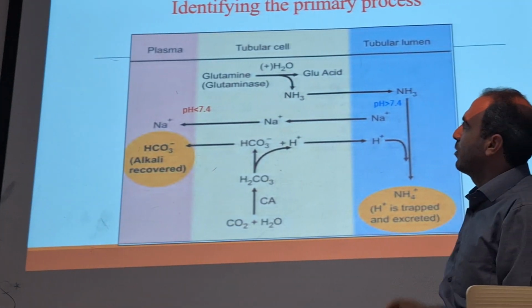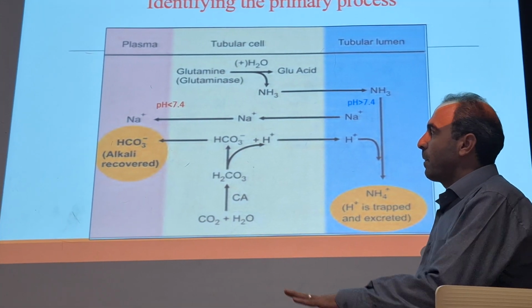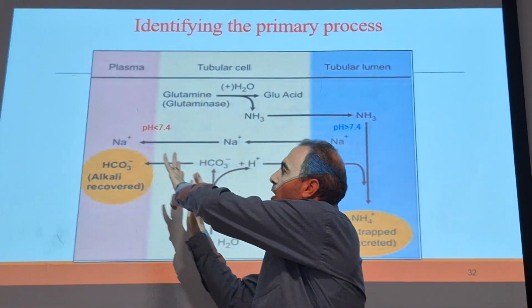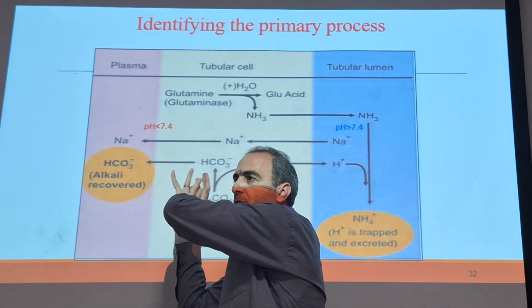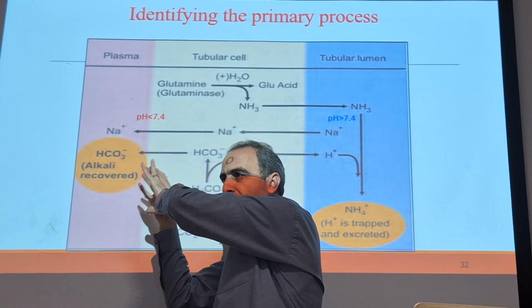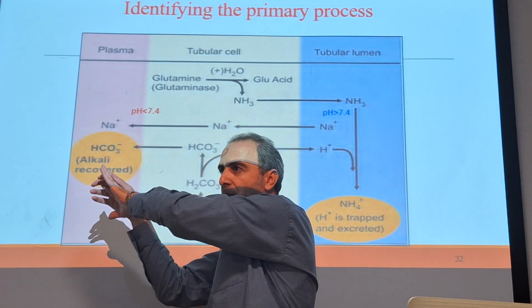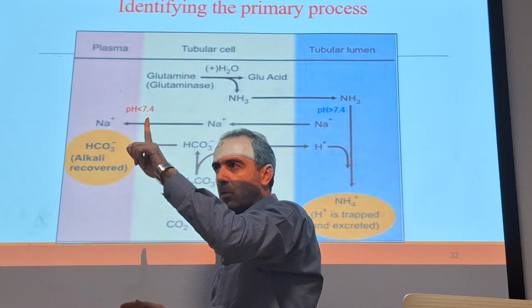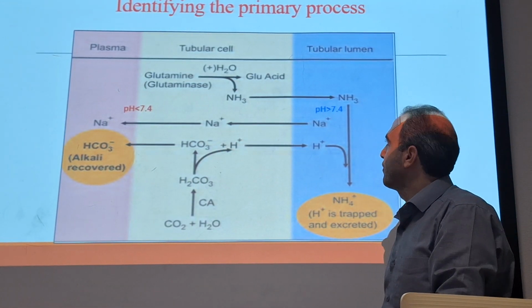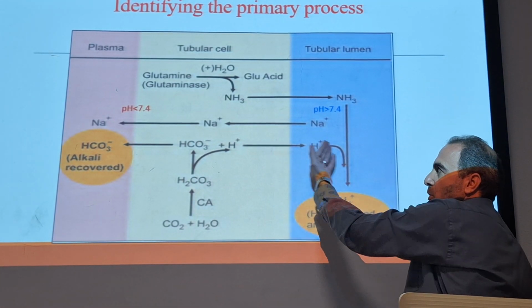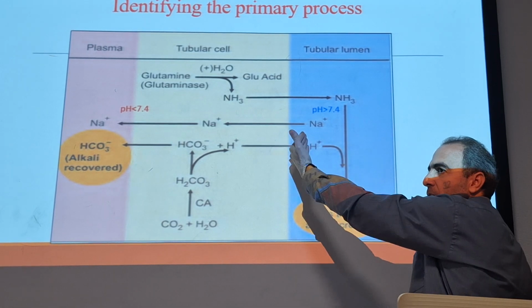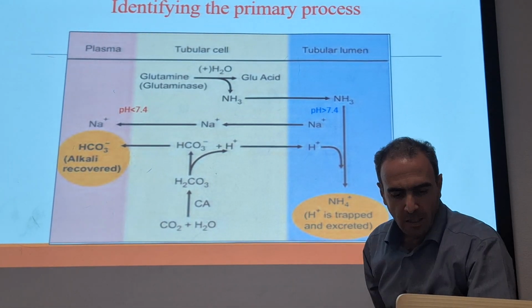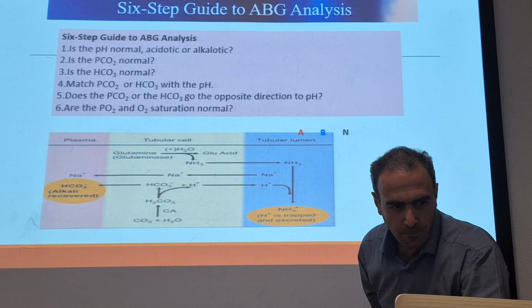Tubular cell, tubular lobe. We call it alkali recovery, bicarbonate recovery. If we need to increase the pH, we have to recover the bicarbonate. It's one mechanism. And also we excrete the hydrogen. Then the second mechanism is here.